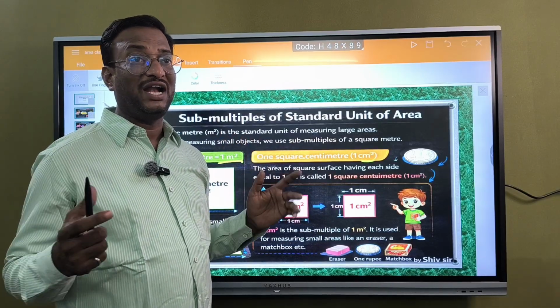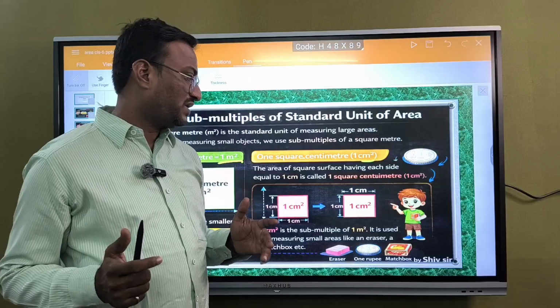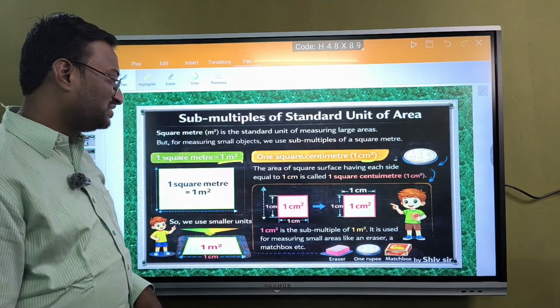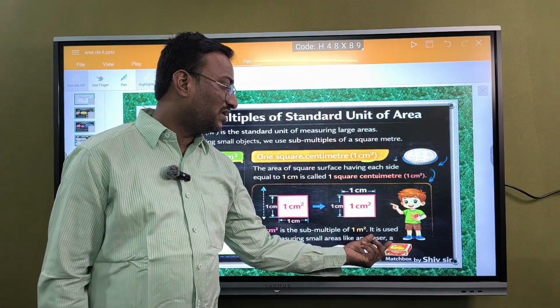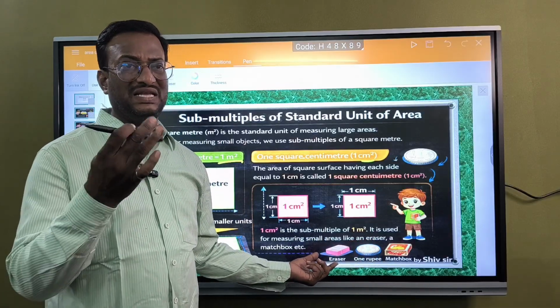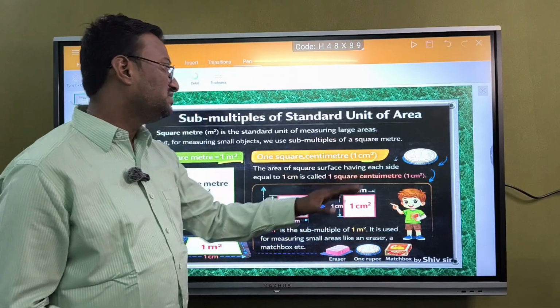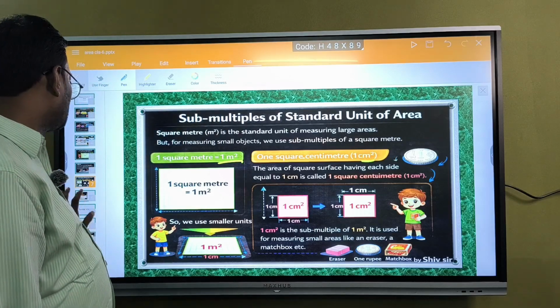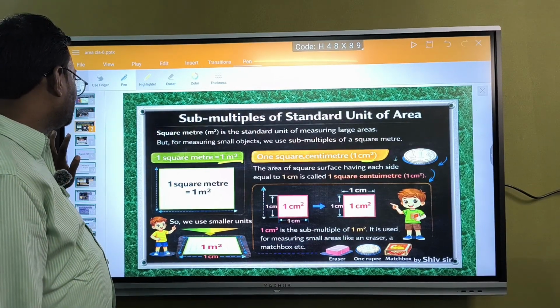Land will be measured in terms of hectares. Okay, it will be very large. Likewise, to measure the area of a matchbox, a 1 rupee coin, an eraser, a pencil, for all these things we require centimeter squared. Those are the smaller units.